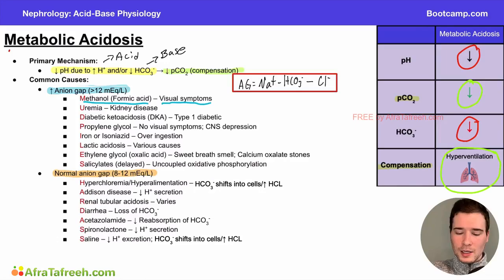The next cause is uremia. Kidney disease can cause a variety of problems, but uremia specifically is a cause of metabolic acidosis, because anytime we think about kidney failure or uremia, we're thinking about an inability to properly manage our electrolytes, and thus it makes sense that this can cause an electrolyte disturbance, and in this case it's a high anion gap metabolic acidosis.